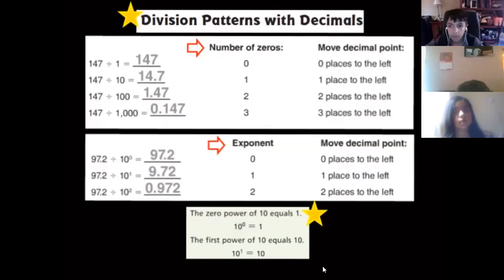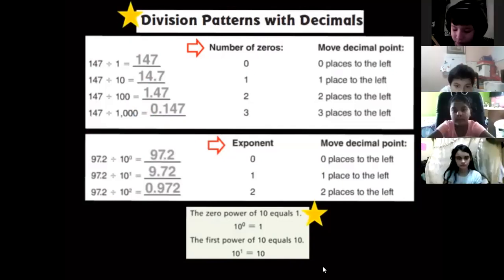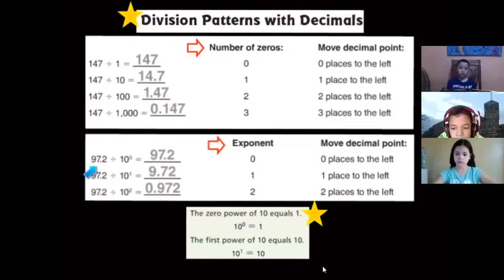Now, in the next section that you see right here, our pattern is going to be based on the exponent that we see in the divisor. So for this first problem, we have 97 and 2/10 divided by the 0 power of 10. Well, what I know is the exponent there is a 0. So that means I'm not going to move my decimal at all. It's going to stay in place. So 97 and 2/10 divided by the 0 power of 10 is still going to be 97 and 2/10.